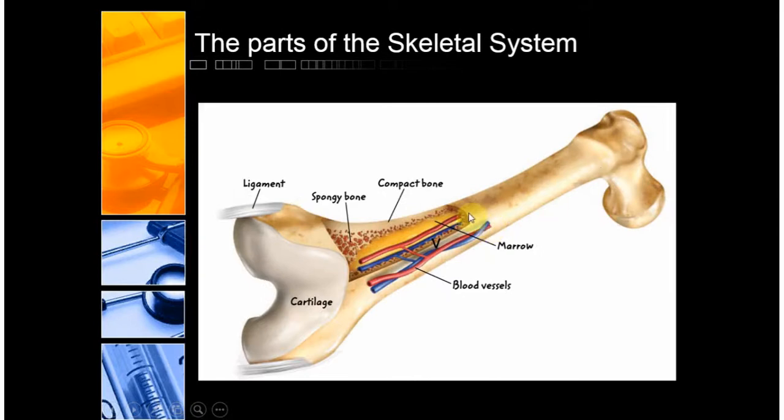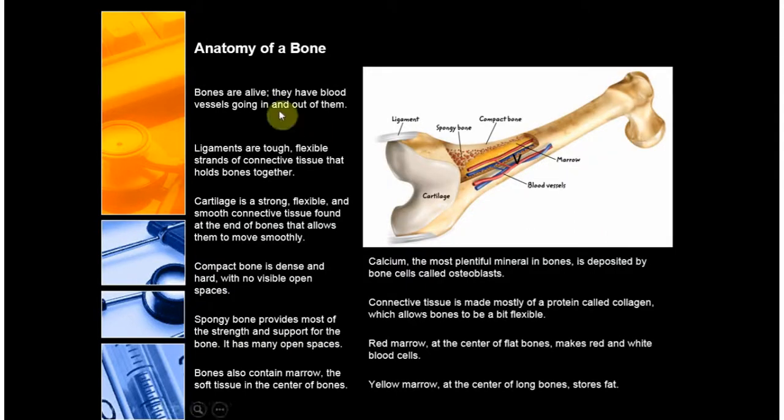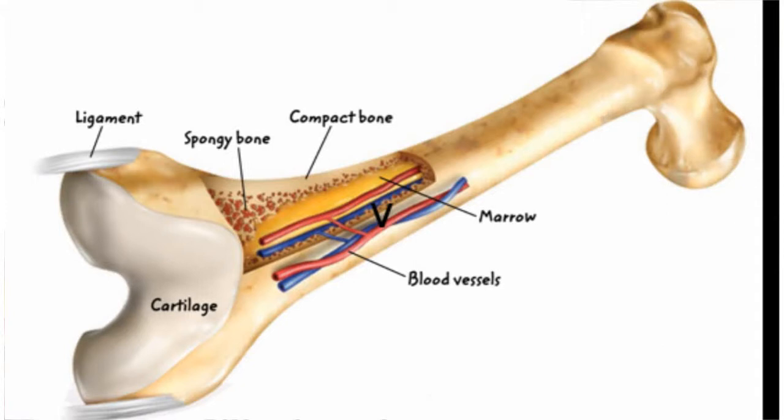Now this is a picture of the bone that I wanted to tell you about. This includes most of the parts that we're going to be discussing later. One of the reasons why we say that bones are alive is because they have blood vessels going in and out of them. We also have ligaments, and ligaments are very important. They're tough and flexible strands of connective tissue. Their job is to hold bones together. If we didn't have ligaments, our bones wouldn't really be attached to each other.